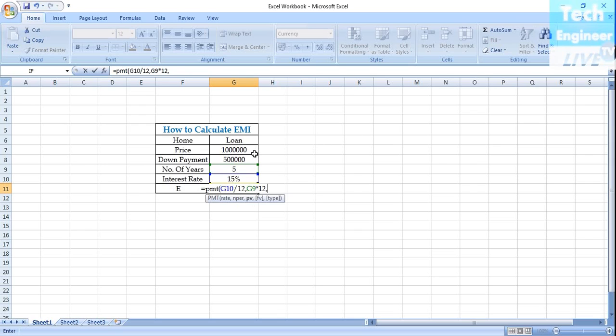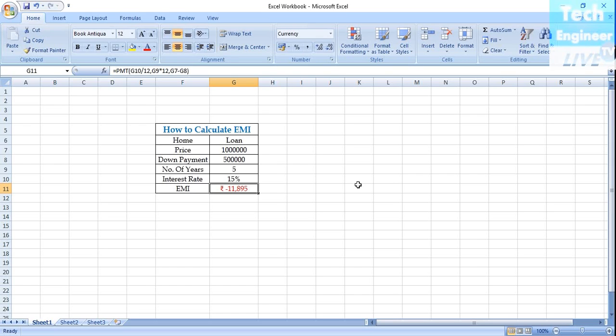So the price is 10 lakh in this case, but the customer already paid 5 lakh rupees as a down payment. So what will be the total amount he has to pay on a monthly basis? We hit enter, and this is what the customer has to pay, 11,895. This is what the amount is, and this is what is predefined.